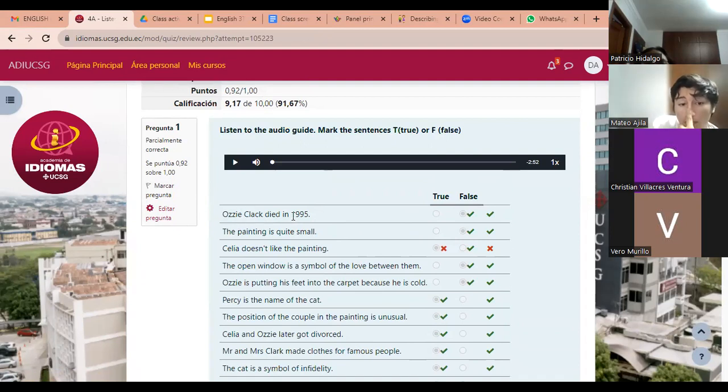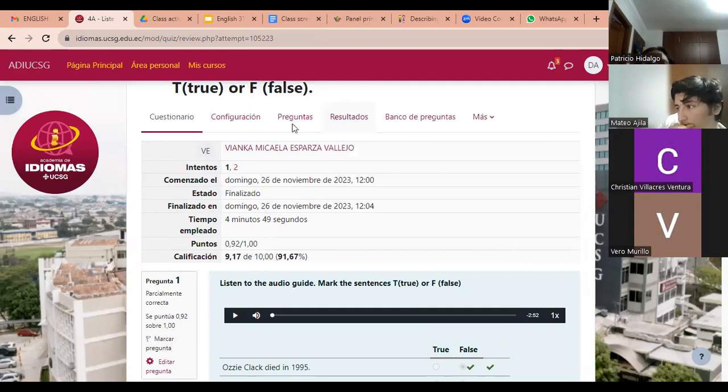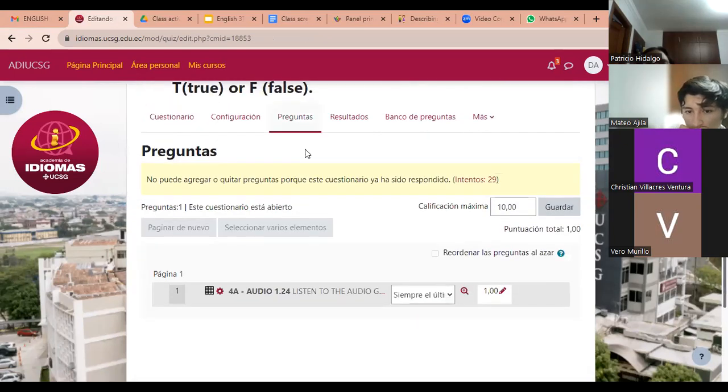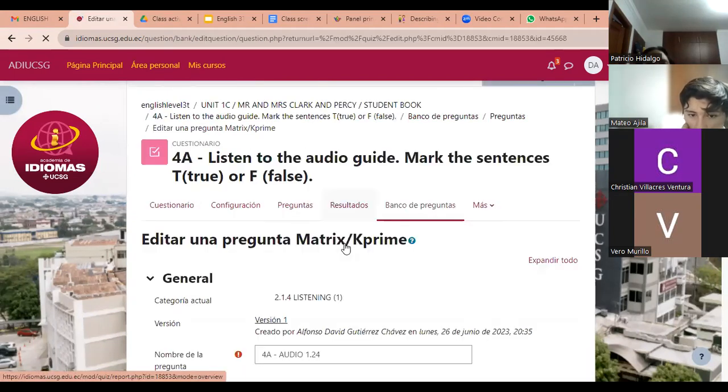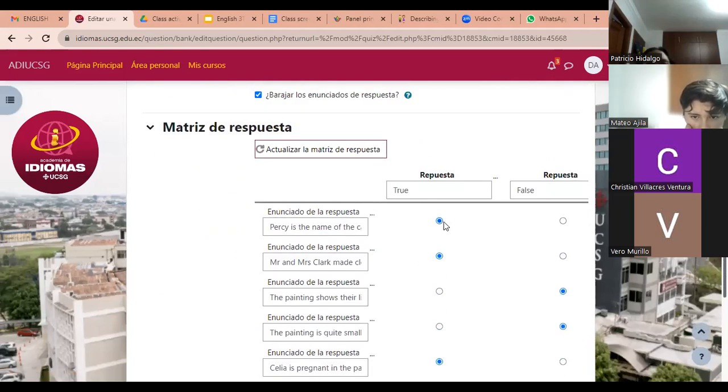Because no, Ozzy Clark died in 1995, that's false. Celia doesn't like the painting. You marked it as true and it's actually false. Okay, and that's the only mistake. Let me go to the questions. Let's see how the platform is, how it's supposed to be. Okay, the first one is supposed to be true and true, right? And that is correct.